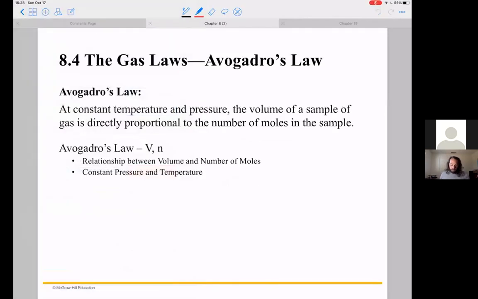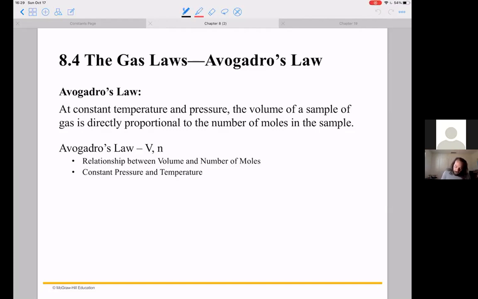So again, Avogadro's law is the relationship between volume and number of moles when you hold the pressure and the temperature constant. So these are always before and after type problems. What happens to volume and number of moles before and after some sort of a change. But the key here is that pressure and temperature aren't going to change from before to after. They're the same.